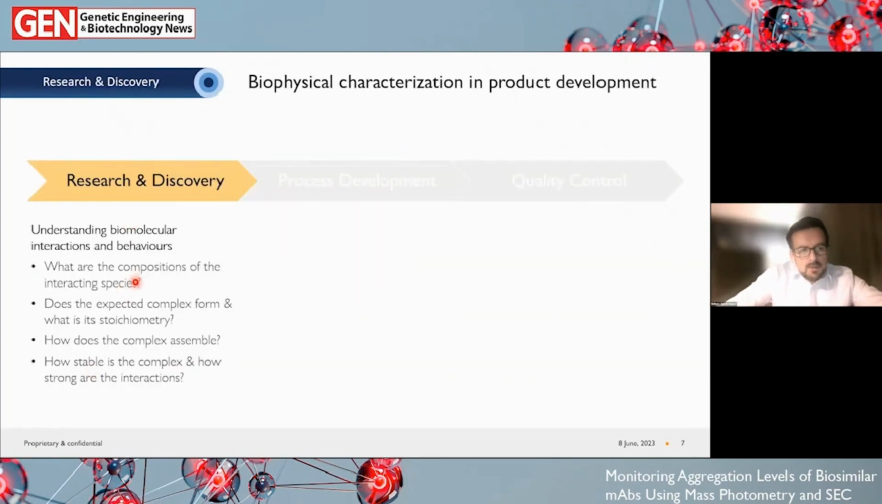So for research and discovery, there are just a series of questions that we're primarily interested in. What are the compositions of the interacting species? Does the expected complex form? What is the stoichiometry? How does it assemble? And how stable is that complex, and how strong are the interactions?